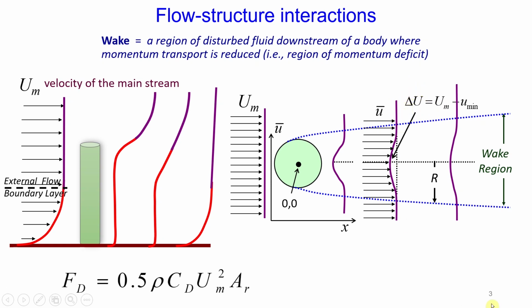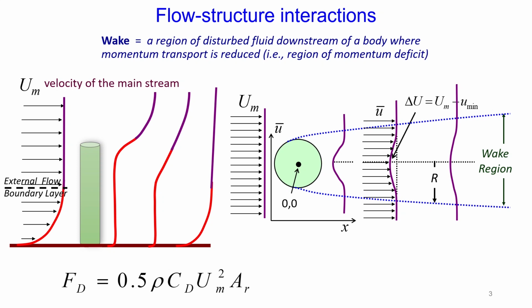So for this case, the engineer has to be able to estimate the total drag force, which can be estimated using this equation, where drag force is proportional to the fluid property, which is density, multiplied by drag coefficient, multiplied by reference velocity, which in this case is my mainstream velocity, and multiplied by reference area. In this case, my reference area is my frontal projected area of the cylinder.